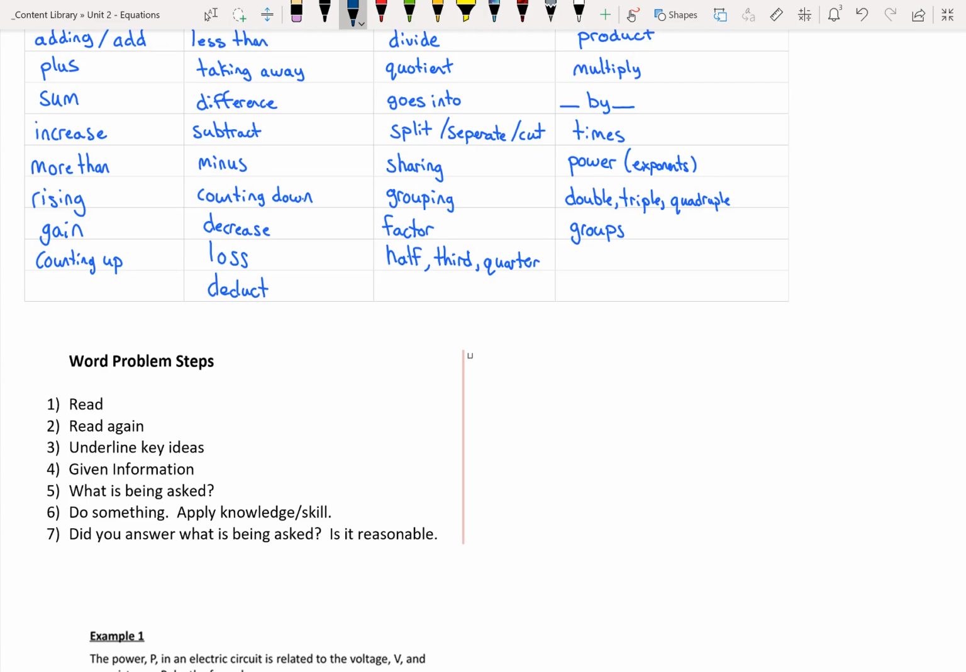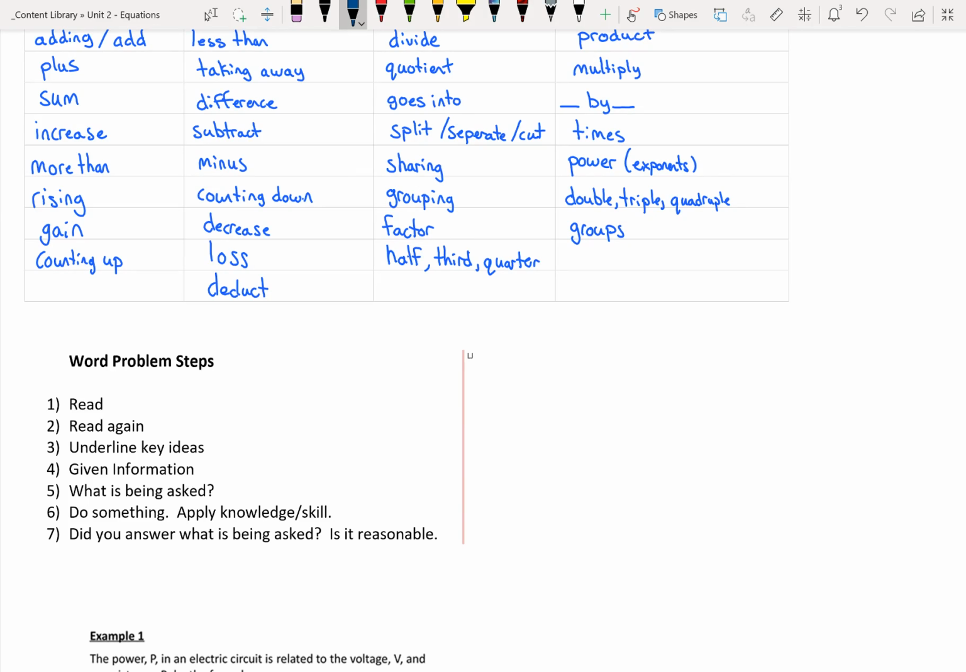The third thing, underline key ideas. You want to underline the key things as you go through, or going back, what are the key ideas in the question. This can be tied into number 4, given information. So underline key ideas, and underline the given information in the question. That'll be helpful for when you go back and look at the question when you're trying to actually solve it, you'll know what's important or what's already given to you.